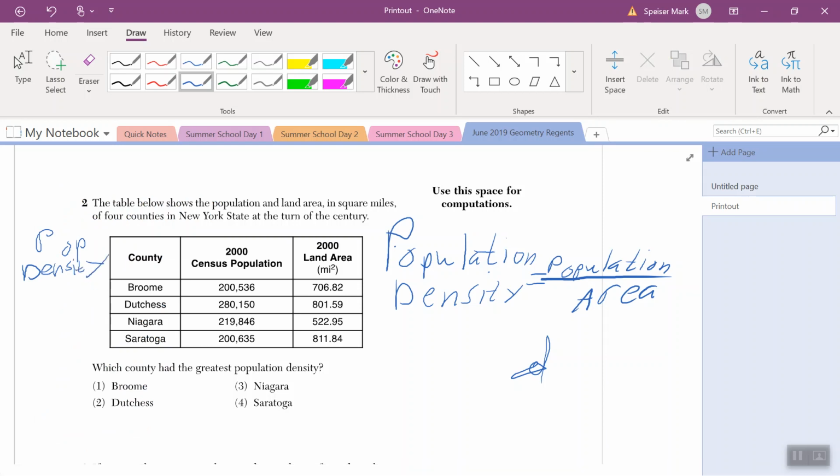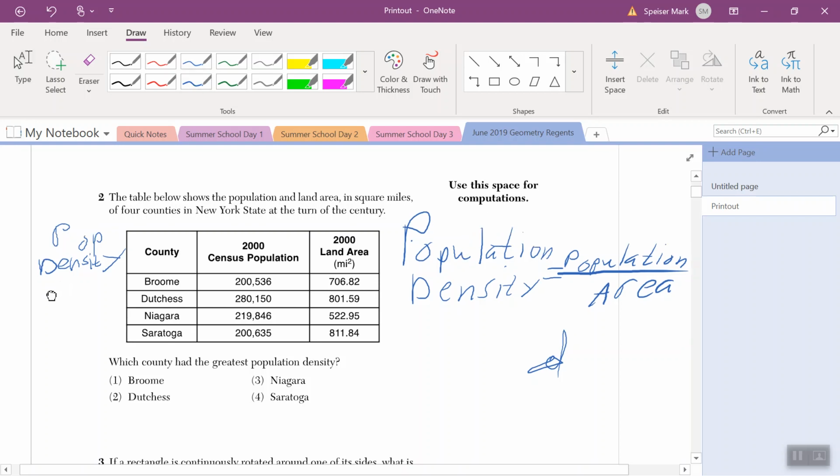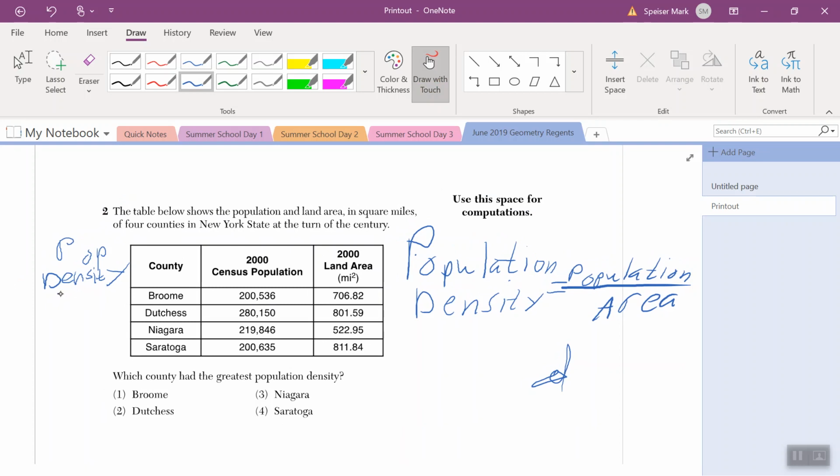Divide each one. So 200,536 divided by 706.82 is 283.29. The first one is 283.3. Then you do 281.50 divided by 801.59. You get 349.5.